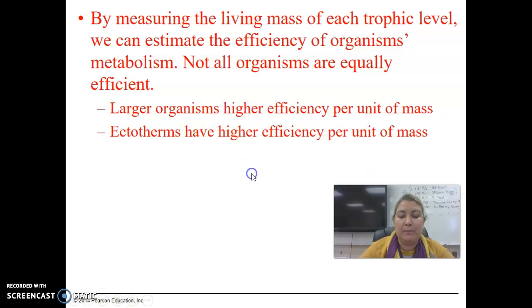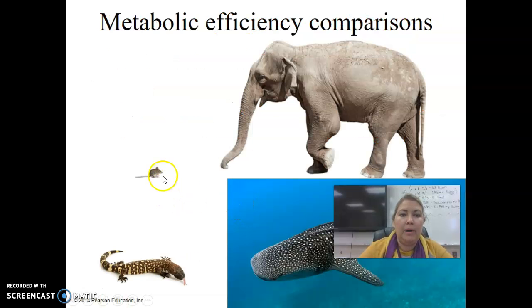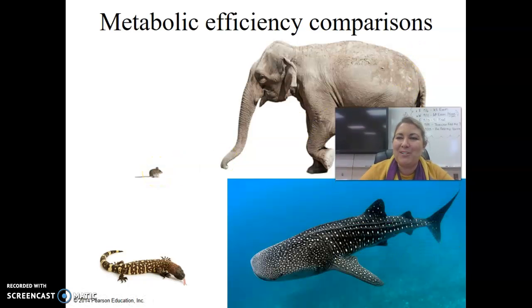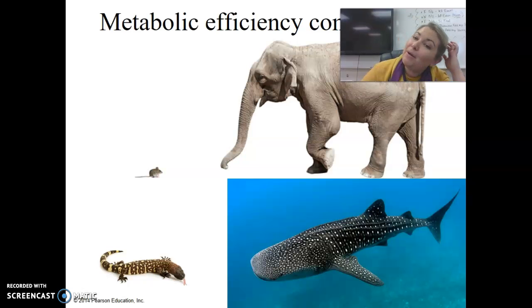So if we look at some comparisons here, a mouse is going to be much less efficient than an elephant because the elephant is much bigger. They're both warm-blooded. So if we were going to compare their efficiency per unit of mass, the elephant is easier to sustain than the mouse. Of course, the mouse is much, much smaller, so it's not going to use as much total energy, but the amount of energy per gram or per kilogram is going to be a lot higher than it would be for the elephant.